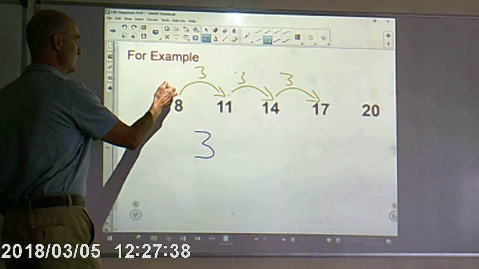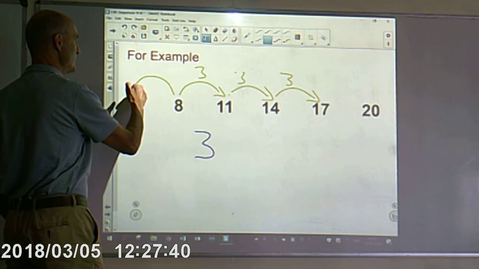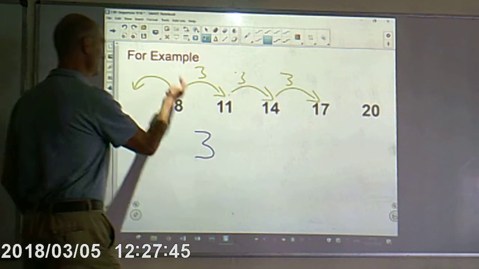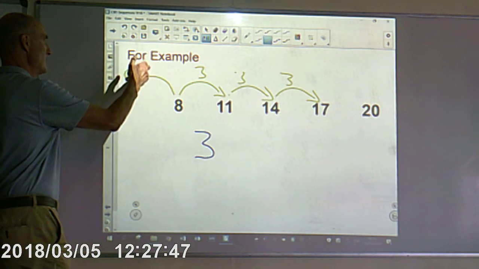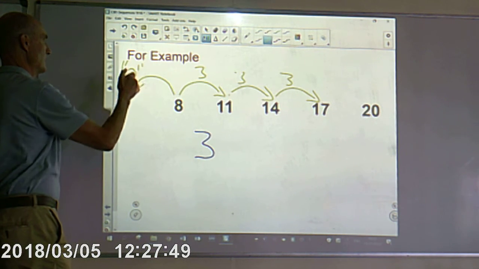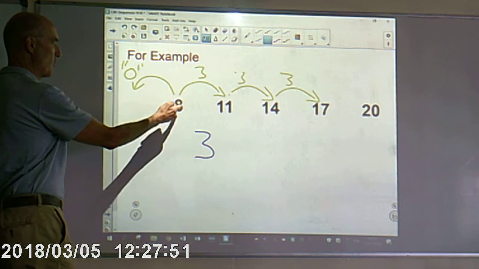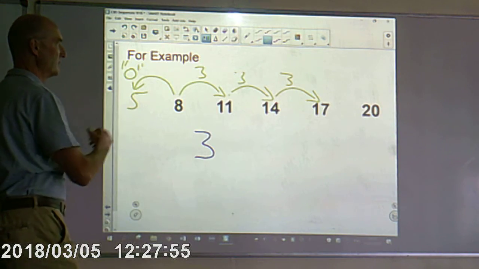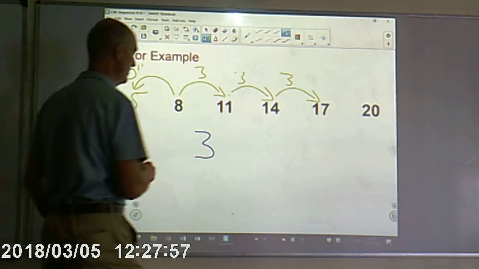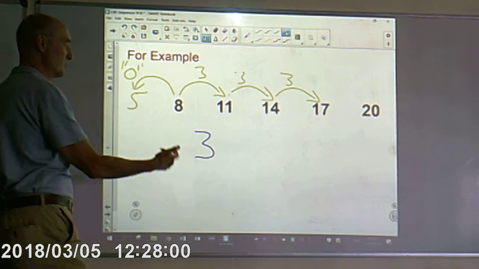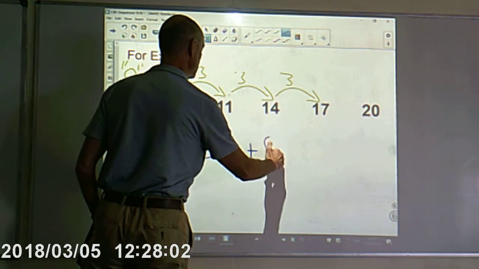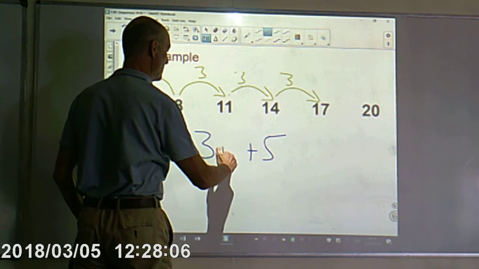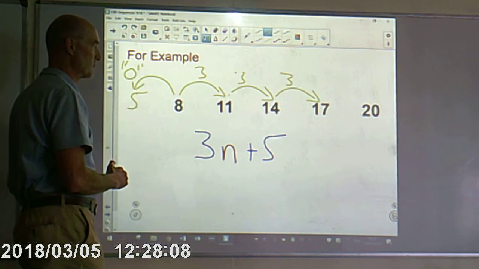Then what happens when I go to find my 0 term? First term, second term, third term, fourth term, fifth term. Go back and get my 0 term. So I've gone back 3 from the 8. So my previous term is going to be 5. That's the second number that I need to grab hold of. And it's a positive 5, it's a plus 5. Now I put in my n. Now I've got my nth term.